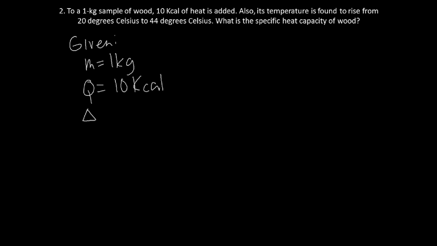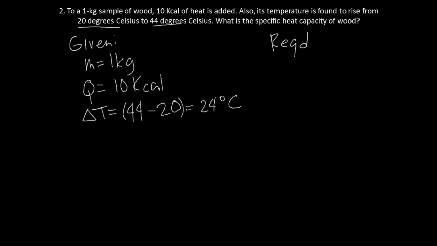And then lastly, the delta T. So we have the initial temperature and the final temperature. So this is the final temperature, this is the initial temperature. We're just going to write here the final temperature minus the initial temperature, and that will be equal to 24 degrees Celsius. So what is required to us? We're going to find simply the specific heat, which is C or S.